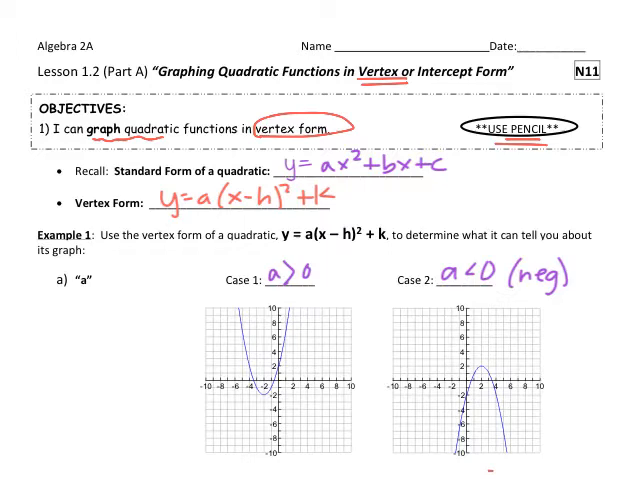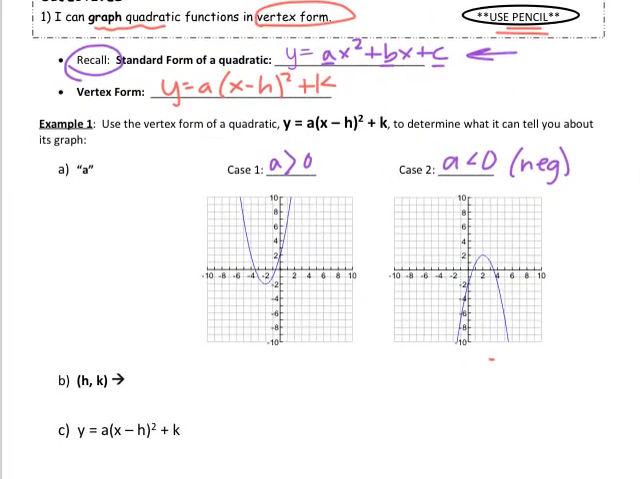So recall that the standard form of a quadratic equation looks like this one, where we have the a in front of our x squared, the b in front of our x term, and then the c is by itself without a variable. And we've been able to use those things to find the vertex and also graph the function. This time, in this lesson, we're going to be learning the vertex form, which is slightly different.